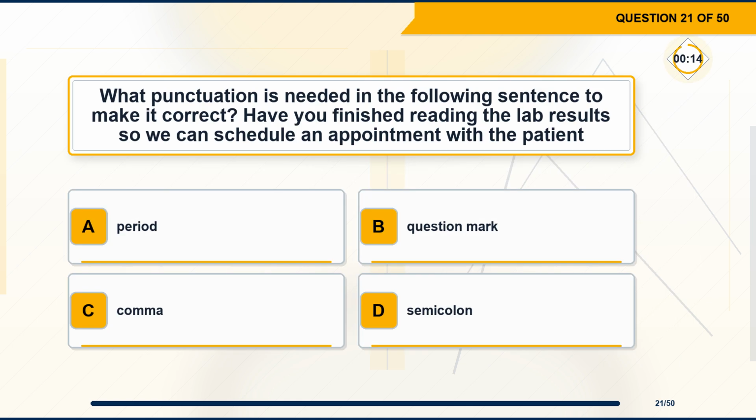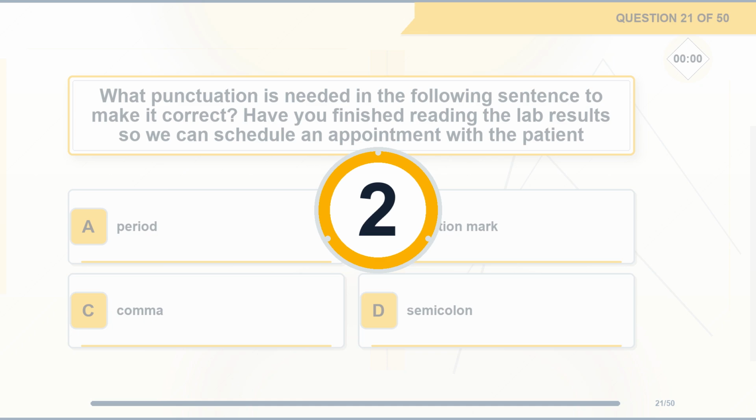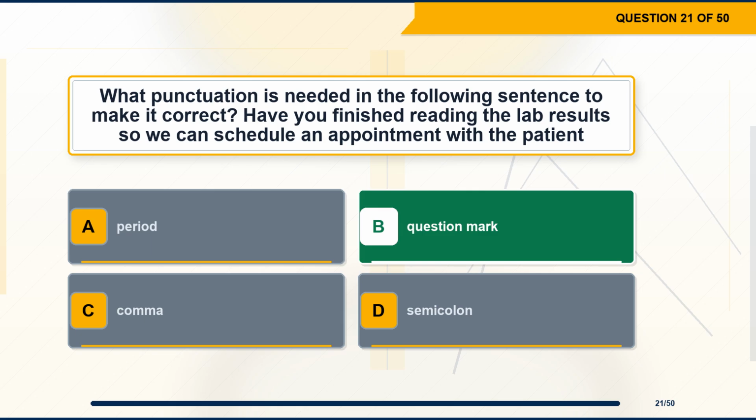Question 21. What punctuation is needed in the following sentence to make it correct? Have you finished reading the lab results so we can schedule an appointment with the patient? Option A, period. Option B, question mark. Option C, comma. Option D, semicolon. The correct answer is option B, question mark.